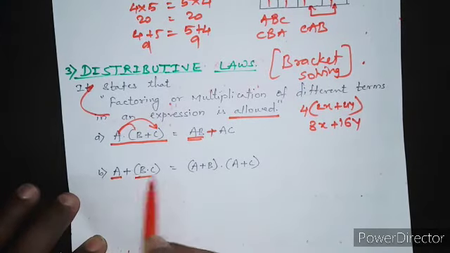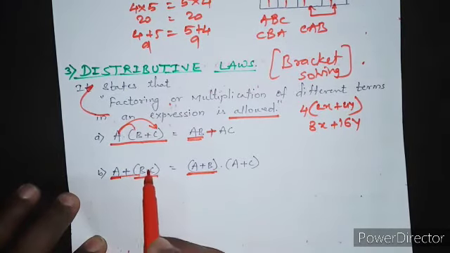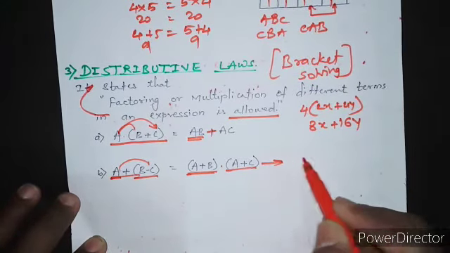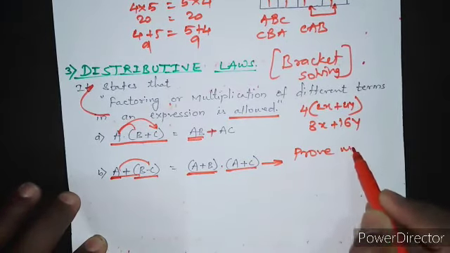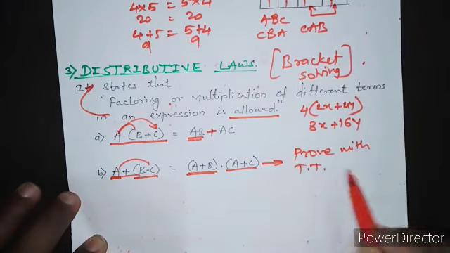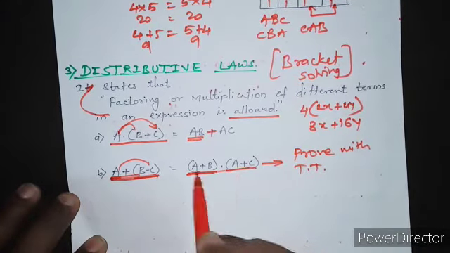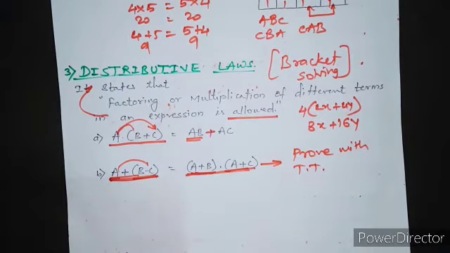Then A plus (B into C) will give you (A plus B) dot (A plus C). Now you can try this yourself and prove it with a truth table. You can just take this as an assignment and see whether you are getting these two terms equal or not. So this is a short glimpse of how these Boolean laws are.